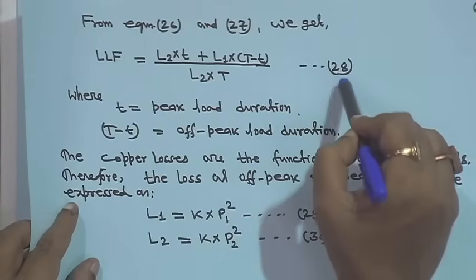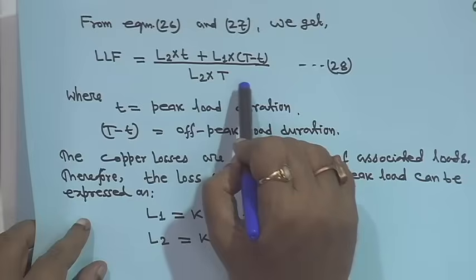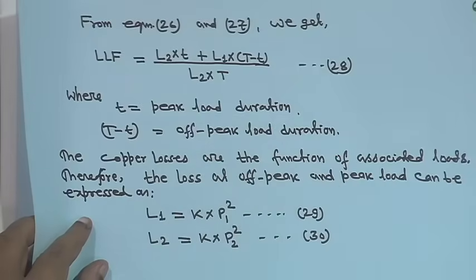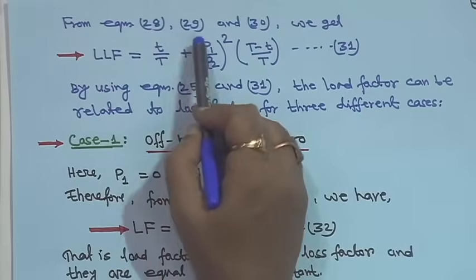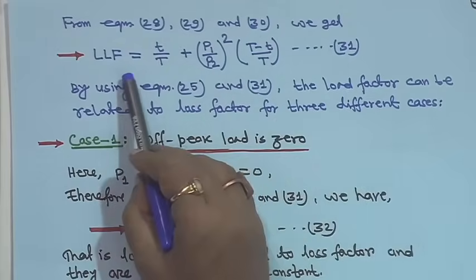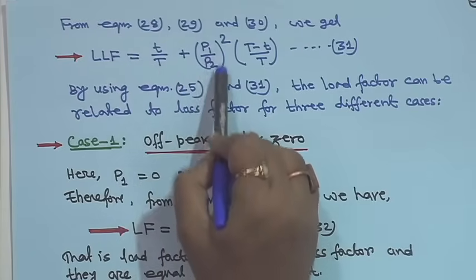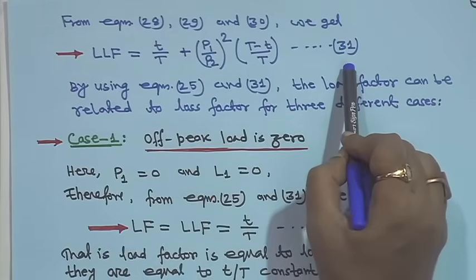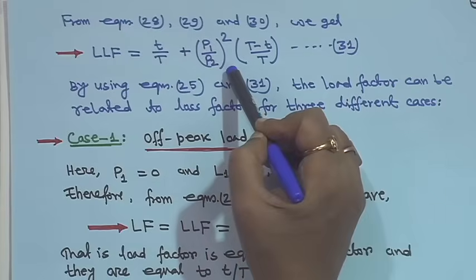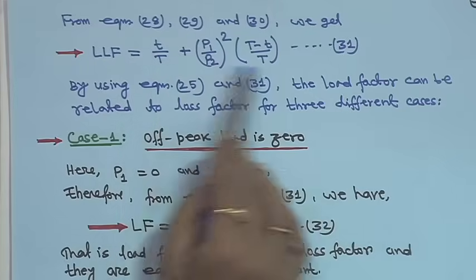You substitute these L1 and L2 expressions in equation 28. Therefore, from equations 28, 29 and 30, we get LLF after simplification: LLF is equal to small t by capital T plus P1 upon P2 whole square into capital T minus small t divided by capital T. This is equation 31. You substitute and simplify, same as before. Therefore, this is the loss factor expression.